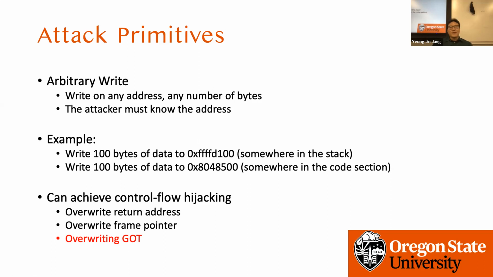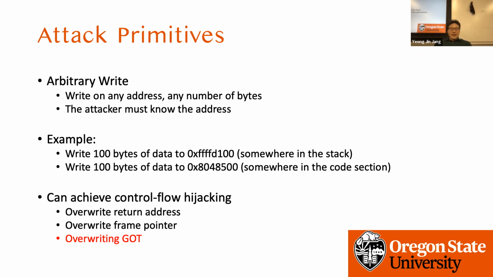Or you overwrite 4 or 8 bytes, depending on the bit width. If you can overwrite a GOT entry, then you can win. You can directly have control flow hijacking. So using arbitrary write, we can achieve control flow hijacking. The important thing is that with arbitrary read, we cannot achieve control flow hijacking, because we cannot change the memory content. But with arbitrary write, we can change the content, and then change the program's behavior indirectly.